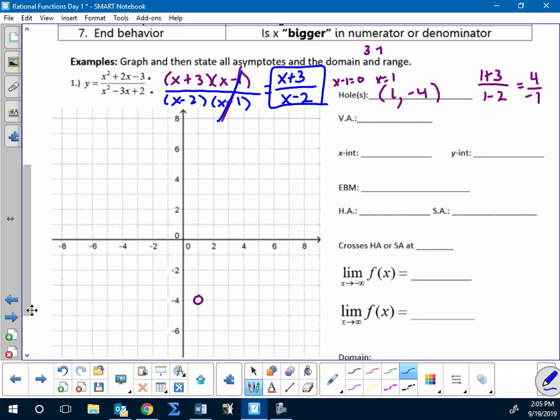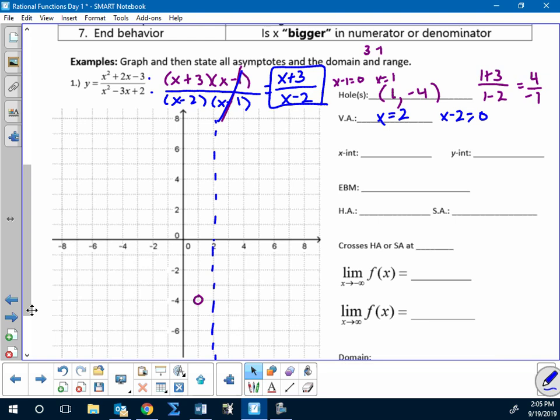Step 4 is find your vertical asymptote. Vertical asymptote should be the bottom of the equation set equal to 0. So x minus 2 equals 0. My vertical asymptote is at x equals 2. That's good because that's a vertical line where x is 2. Go draw that on your graph.